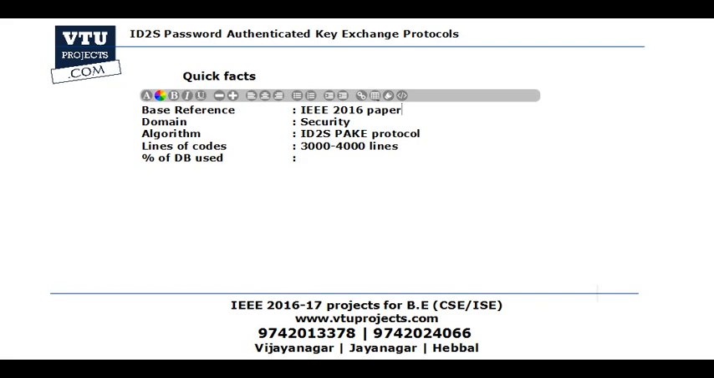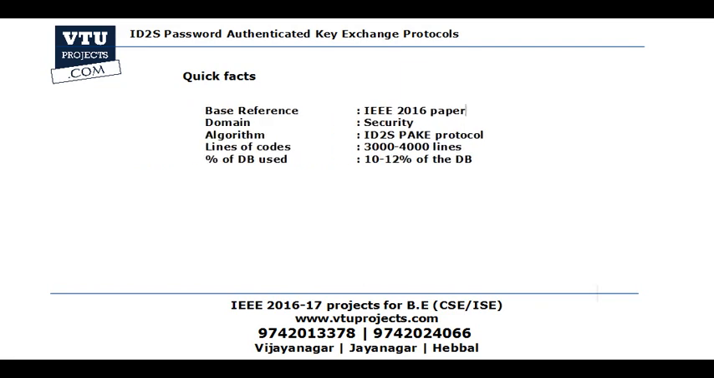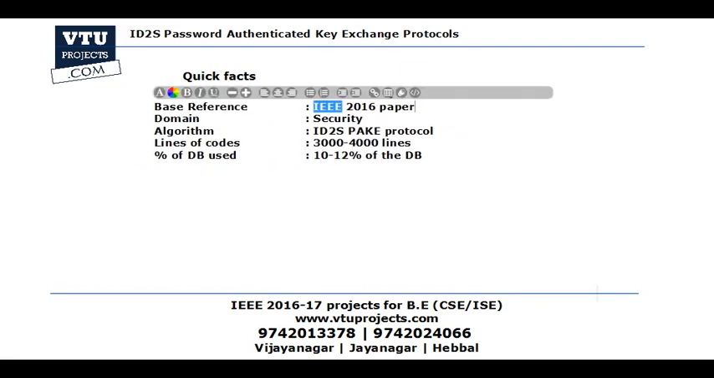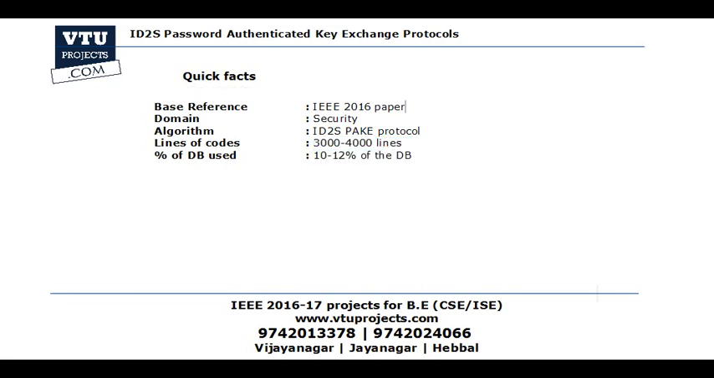So and then coming to the last point, the percentage of the database used. So we are going to use a maximum of 10 to 12% of the database. Okay, so the reason why I'm putting across this point here is because VTU has a rule that we cannot use more than 20% of the database. We can use a maximum of 20% of the database, but we are using only around 10 to 12% of the database, so we are on the safer side. Okay, so after developing the entire project, we are going to compare the number of lines of code we have written to the number of rows of data we have stored. We will be taking the ratio between them, and we are going to prove that we haven't used much amount of database.